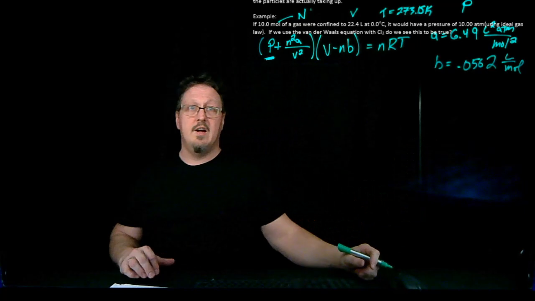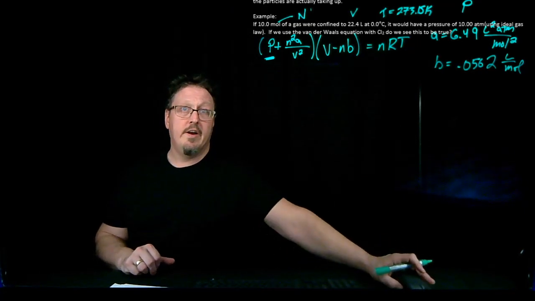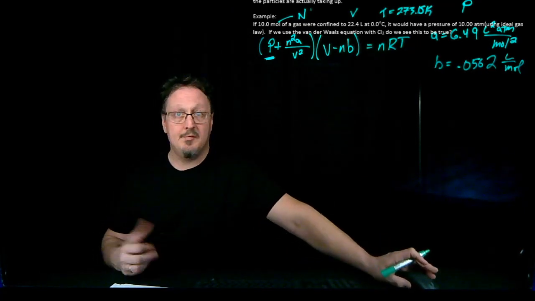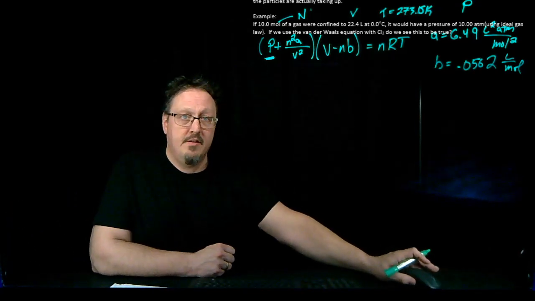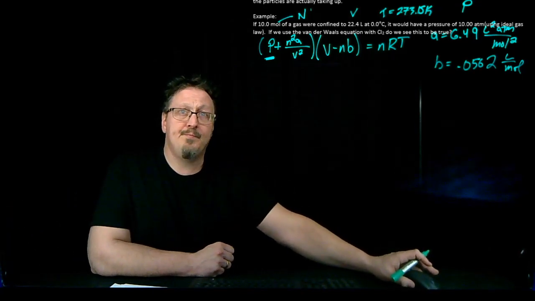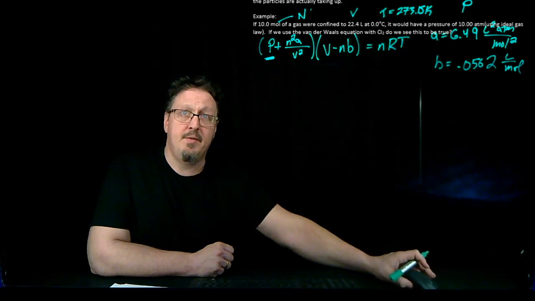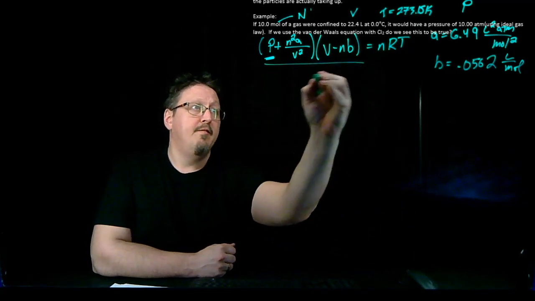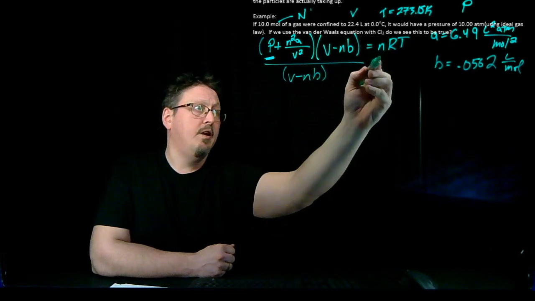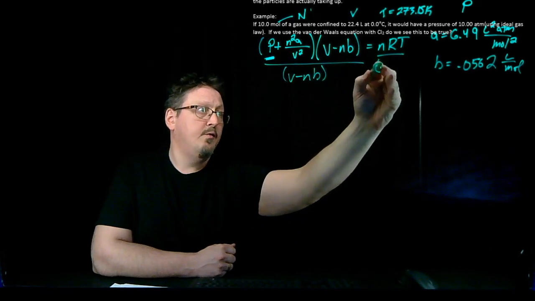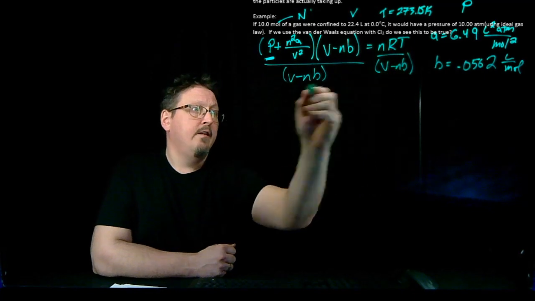Okay, so now let's do some algebra. This is going to kind of be a pain. I'm sorry. Sometimes doing chemistry is actually more math than chemistry, but we want to get this P value alone. So the first thing I'm going to do is divide the left side by V minus nB. What I do to one side, I do to the other. So V minus nB, this is gone.